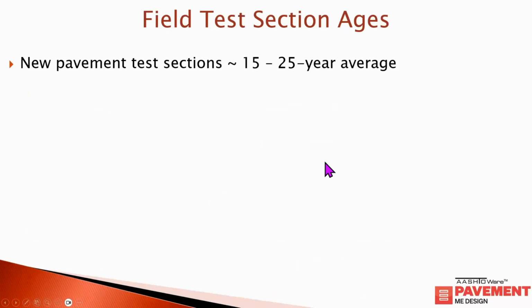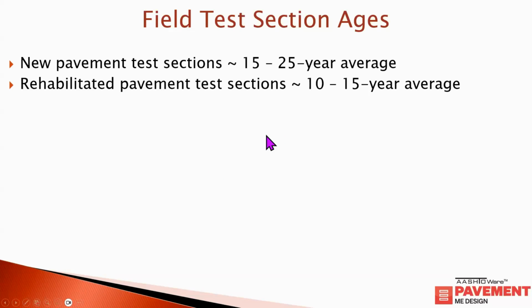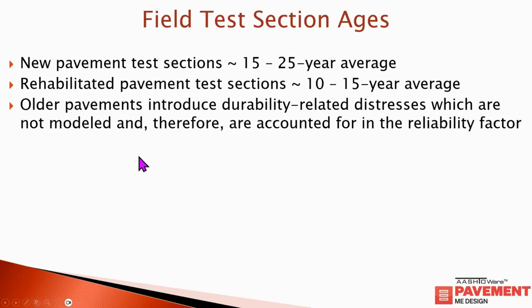Now, what are we looking for? Just general guidance for the pavement test sections that are input in the CAT. You would like to see generally somewhere between 15 and 25 years as the average life. For rehabilitated pavements, mostly overlays, somewhere 10 to 15 years is good.